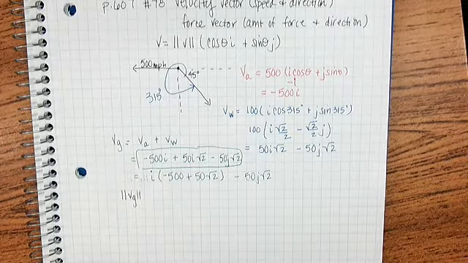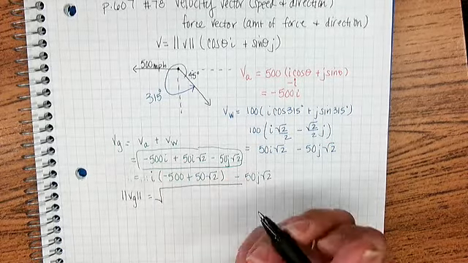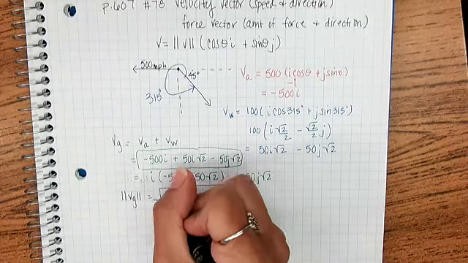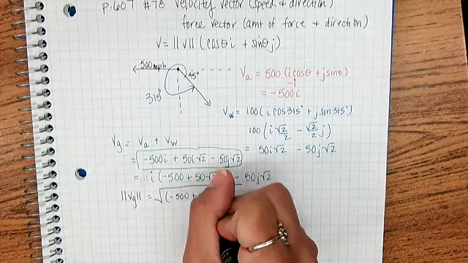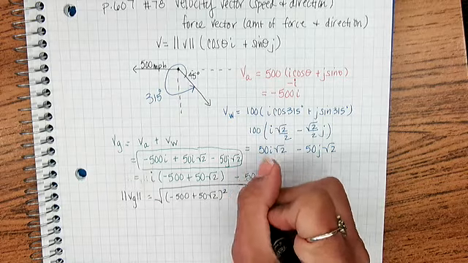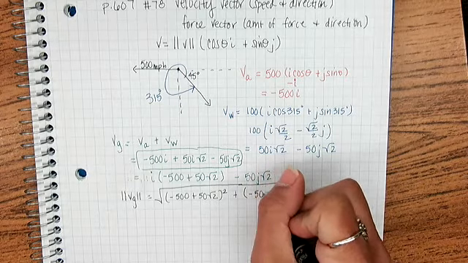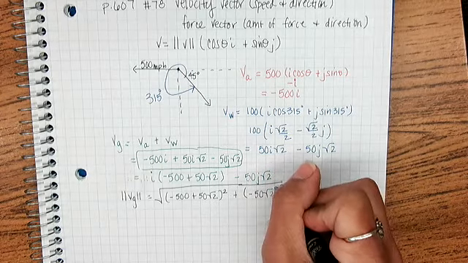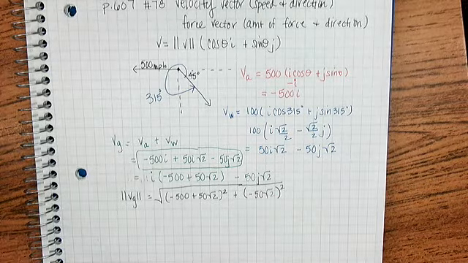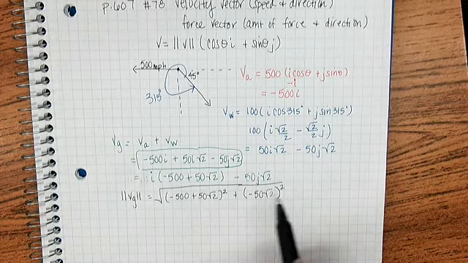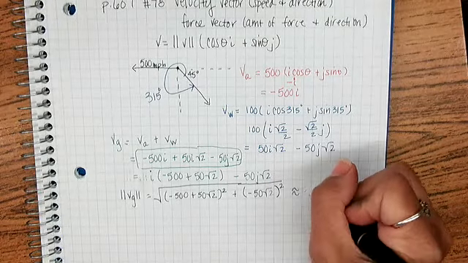Okay, so this is going to be negative 500 plus 50 root 2 squared plus negative 50 root 2 squared. Okay. And I went ahead and did the problem ahead of time. If you plug this all into your calculator, you should get about 435 miles per hour.